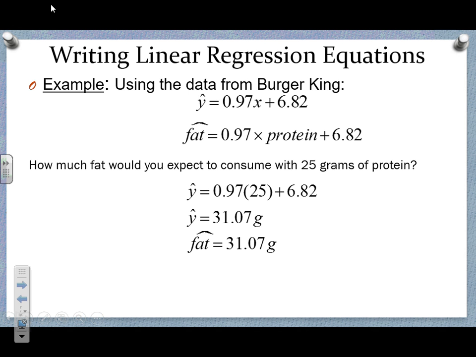So, when we look at the calculation here, we plug 25 in for protein. And our predicted value for y, or the predicted amount of fat in that particular item or items, would be 31.07 grams. So if I went to Burger King with the goal of eating 25 grams of protein, I could also expect to eat about 31.07 grams of fat.